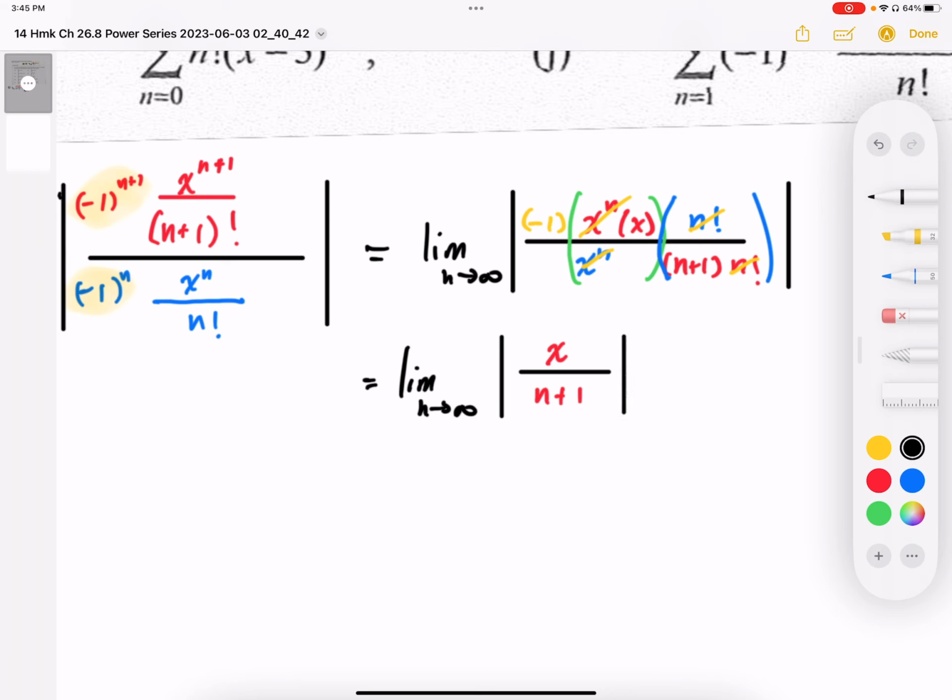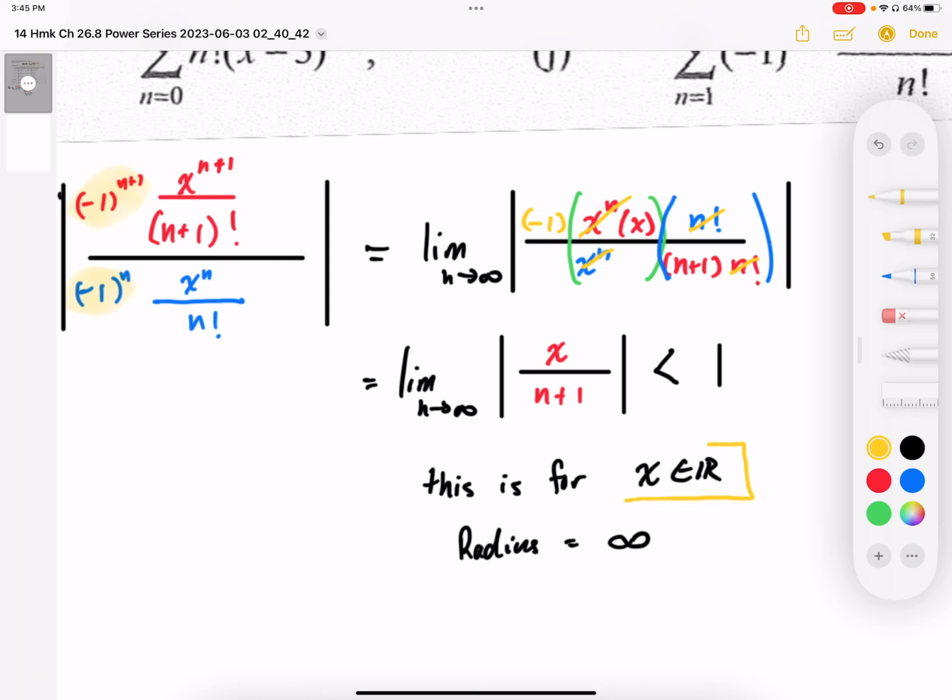So as n approaches infinity, no matter what x is, since x is finite, because x represents the domain values, this is always going to be less than 1. This will be the case for all real numbers. So this is for x is all real numbers. Okay, so we have an infinite radius. Okay, it's good. Our radius is infinite, and our domain ends up being all real numbers for this particular function.